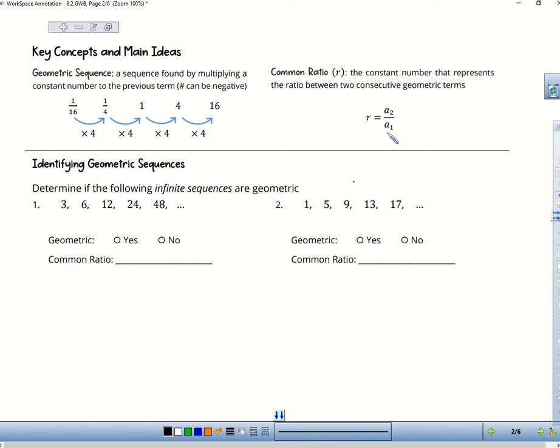Now, in order to check if a sequence is geometric, you want to make sure that pattern is consistent throughout the entire sequence, the portion of the sequence given to you.